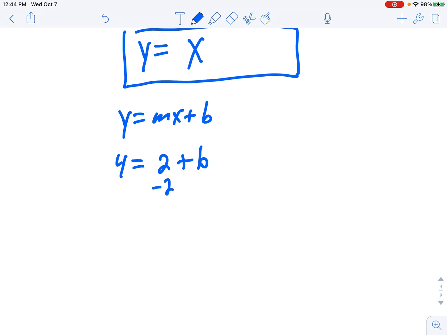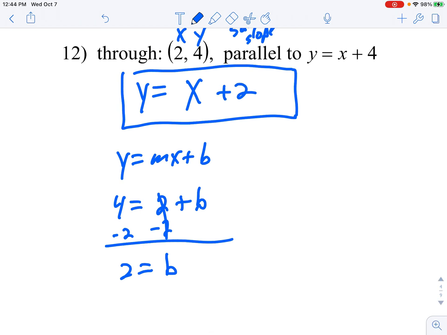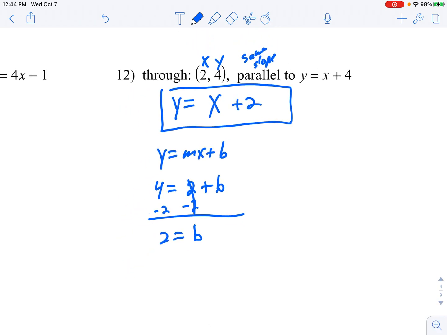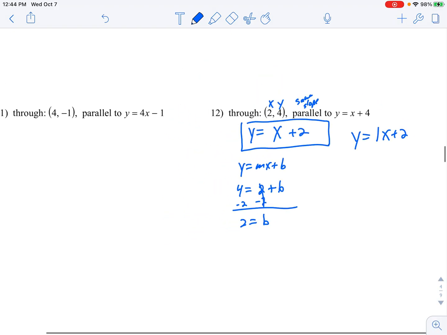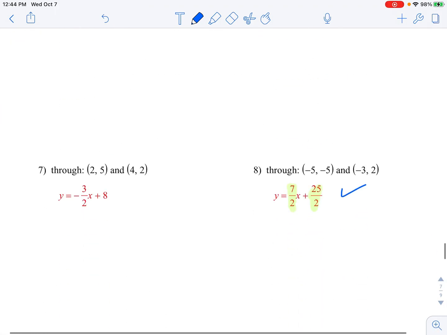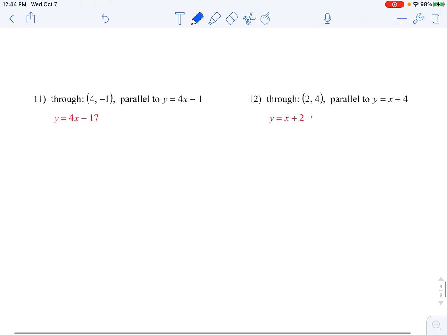To isolate b, you're going to subtract 2 on both sides. 4 minus 2 is 2. 2 equals b, so put a plus 2 there. And number 12 is done. Y equals x plus 2, or like I said, if you have y equals 1x plus 2, you are technically correct, but the answer is not going to look like that. Yep, it's just x plus 2.